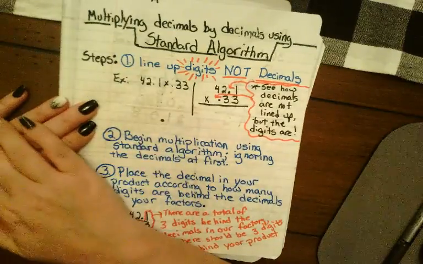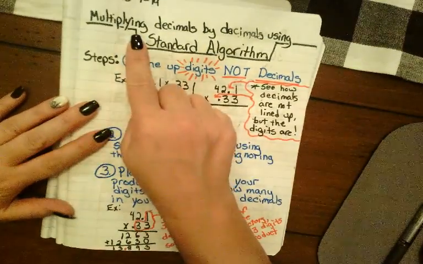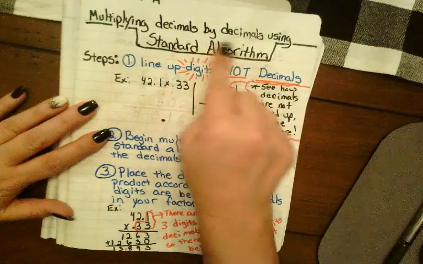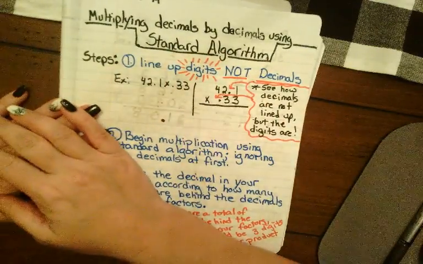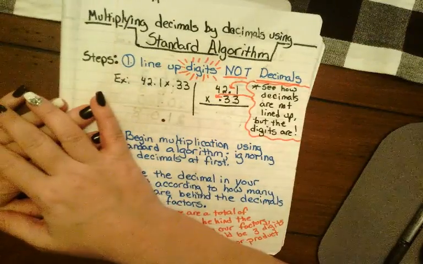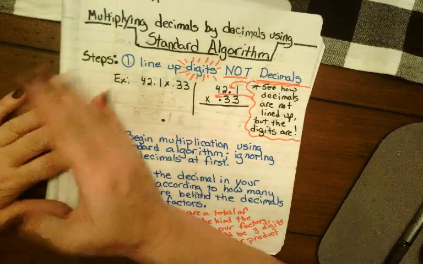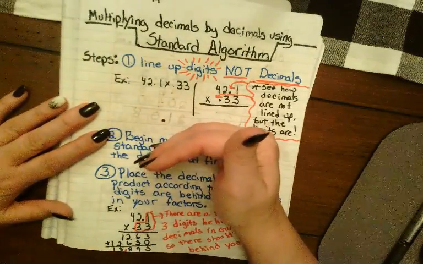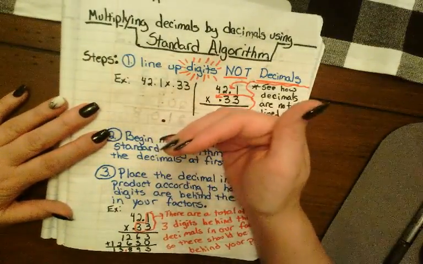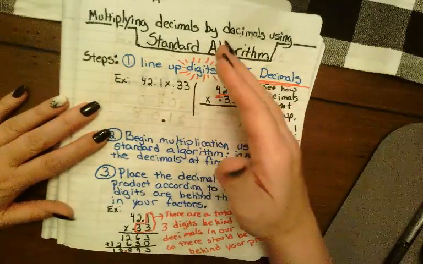Okay, today guys, we're going to talk about multiplying decimals by decimals using the standard algorithm. The first thing I want you to know, which we've already talked about, is that anytime we multiply decimals times decimals, our product is always going to be smaller than the two factors we started with.